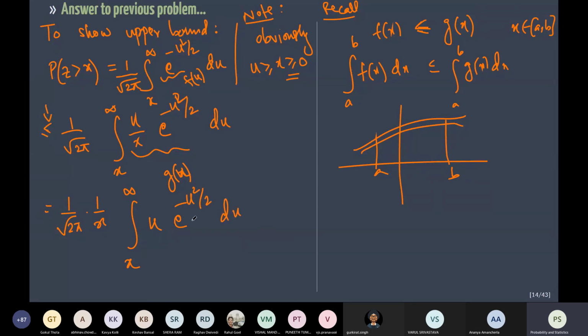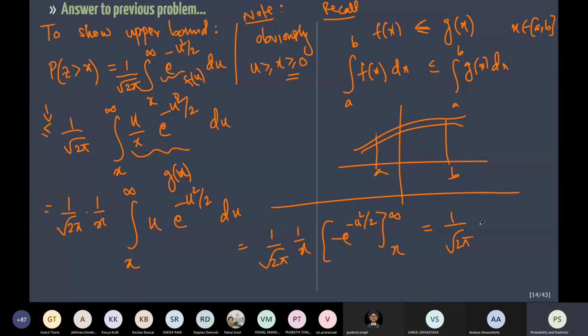And if we do these calculations, then 1 by square root of 2 pi, 1 over x, and if you do this, then it will come out to be minus e to the minus u square by 2 from x to infinity. And if we compute this, then we get 1 by square root of 2 pi, 1 over x, and e to the minus x square by 2, because the infinity term will go away.